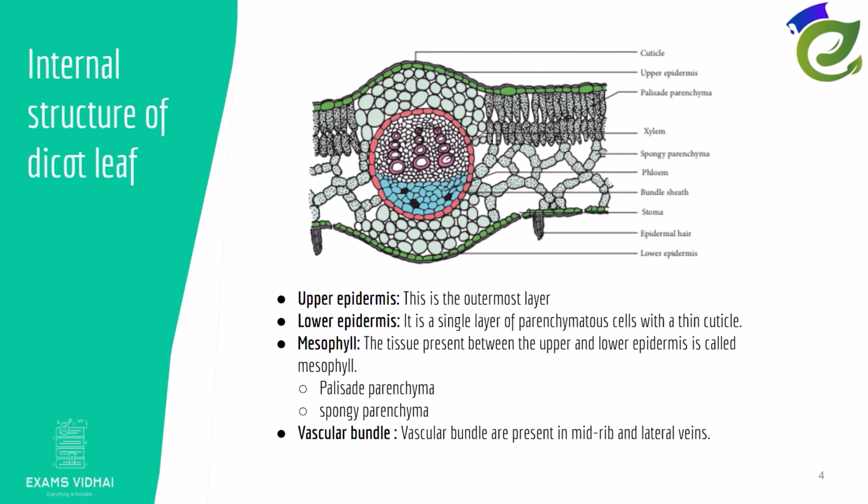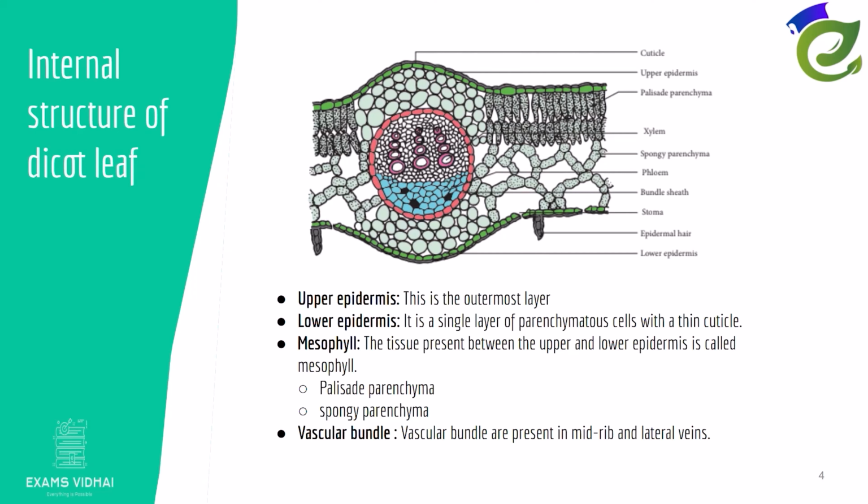Then comes the lower epidermis. It's a single layer of parenchymatous cells with a thin cuticle. Contains numerous stomata. Chloroplasts are present only in the guard cells. The lower epidermis helps in exchange of gases. The loss of water vapor is facilitated through this chamber.